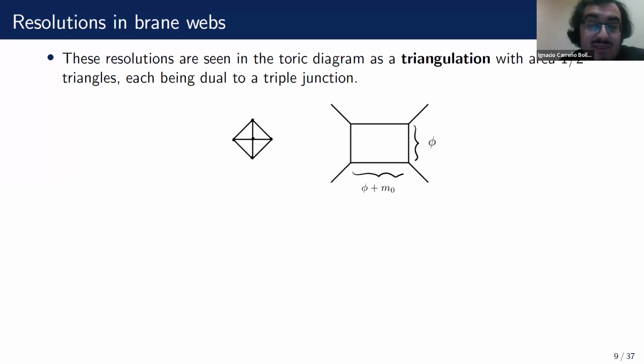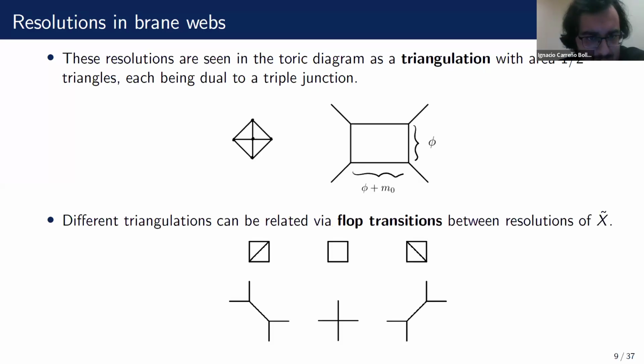Now, how is this opening up of the web translated to a toric diagram? This is equivalent to triangulating the toric diagram with area 1/2 triangles, each being dual to a triple junction. So for example, in the E1 case, this is fully resolved. So we have the mass deformation and the Coulomb branch parameter turned on. We have these four irreducible junctions that translate to these four triangles over here that we use to fully tile the toric diagram.